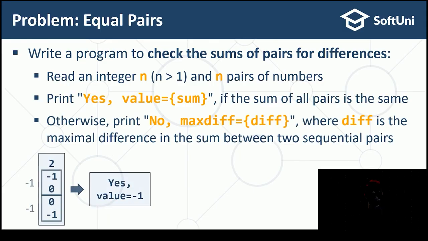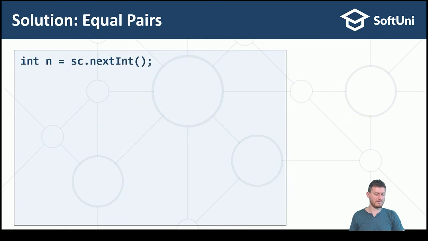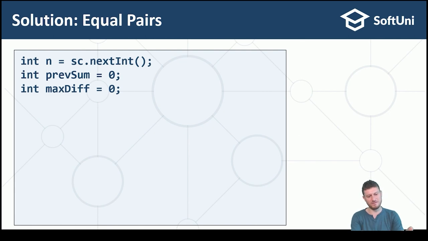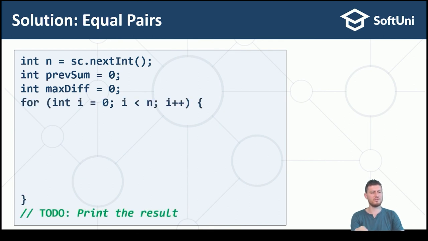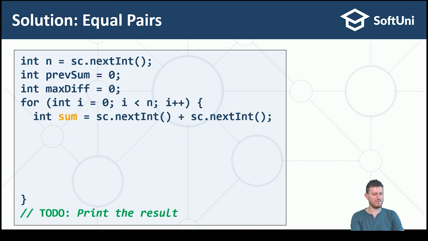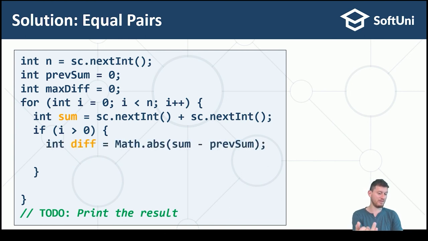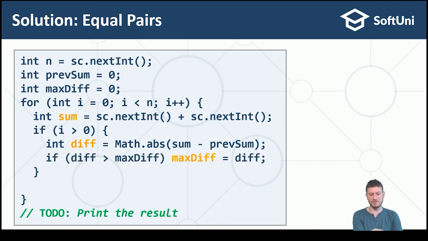So this was the most complex problem, and I have shown you how to solve it. This is the solution I had in mind before the start. I have the pref sum, the previous sum, and the maximum difference of two sequential sums. I read n times the current number and the next number. So I just read the sum, which consists of two sequential elements. And if i is bigger than zero, which means that the previous sum exists, I can calculate the current difference. And if this difference is bigger than the max div, I remember it in max div.